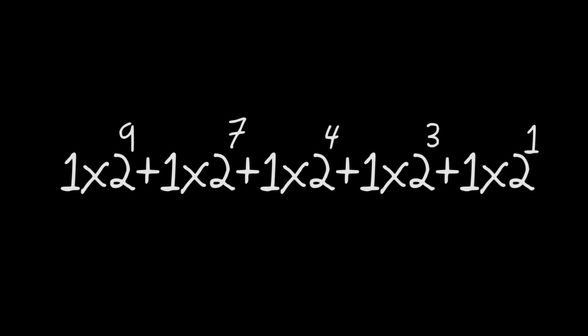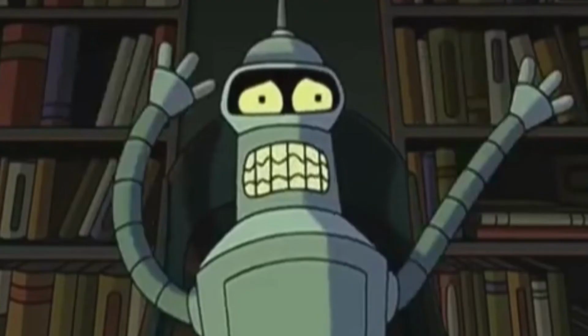Or in expanded form, 1 times 2 power 9 plus 1 times 2 power 7, plus 1 times 2 power 4, plus 1 times 2 power 3, and finally 1 times 2 power 1. This gives us 666, also known as the number of the beast in popular culture and some religions. Bender is warranted in his freakout over this number.